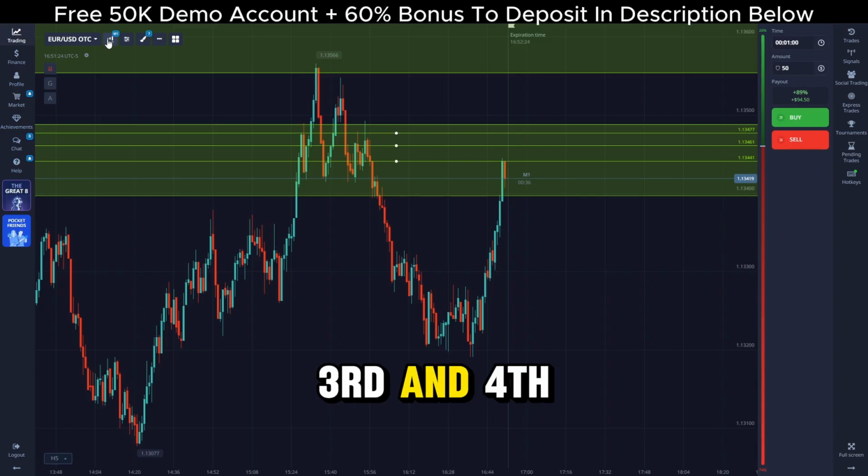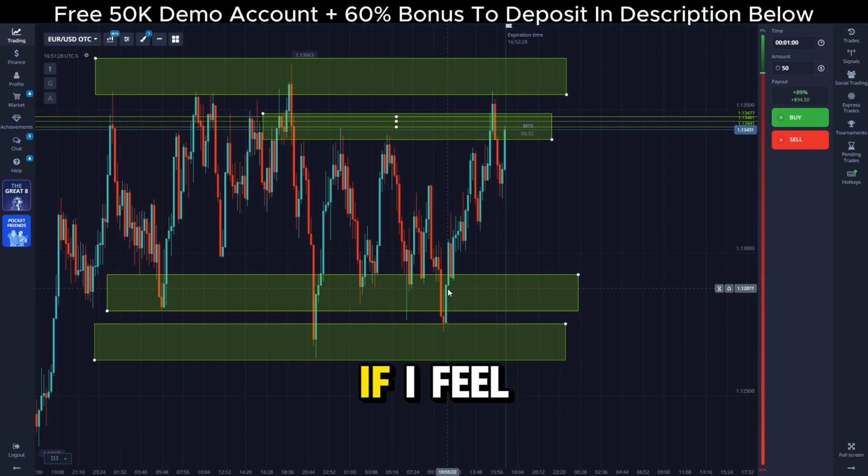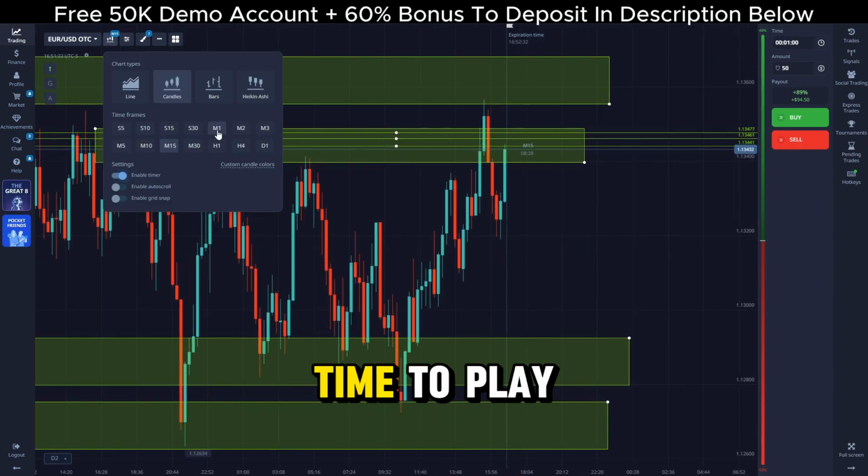Also, on my 3rd and 4th entries, I'll often increase the expiration time to 2 minutes if I feel like price is still moving in my direction, but just needs a little more time to play out.